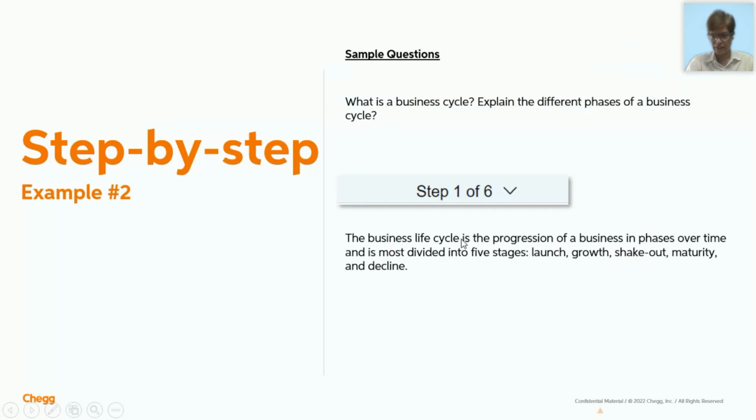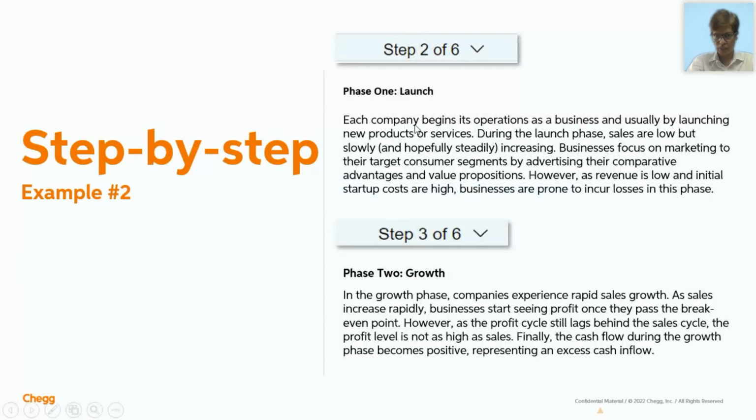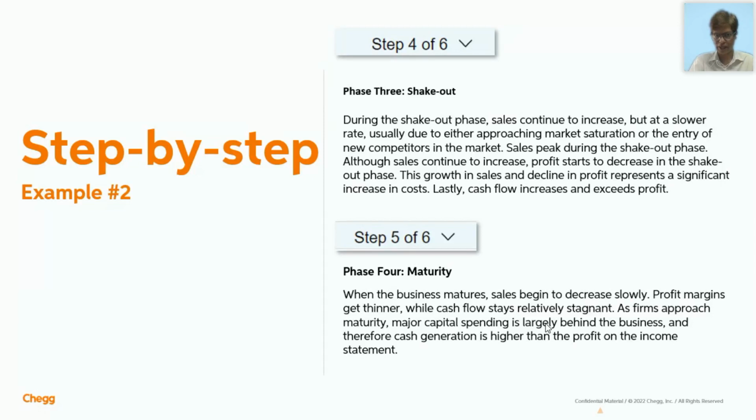So for different phases, we will just mention the different phases or stages here: launch, growth, shakeout, maturity, and decline. We are not going to give the explanation here. Here we are just going to mention it. Now, in step 2, we will put out the first phase, launch, and we will give a detailed explanation. In step 3, we will mention the phase 2 and give a detailed explanation, and so on for all the different phases. That is the 5 stages.